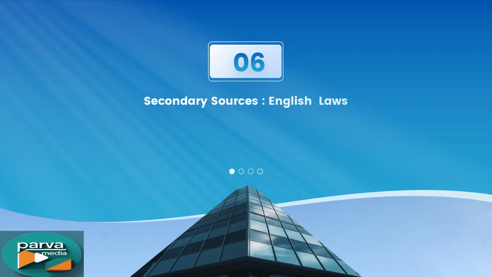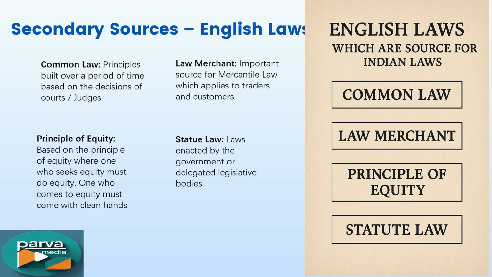Another secondary source is English law. Let's dive into that. Apart from justice, equity, and good conscience, the other source of Indian laws is English law, because most of the Indian laws were initially derived from English laws, which were passed during the colonial period.